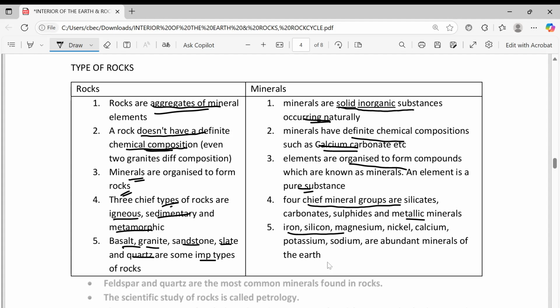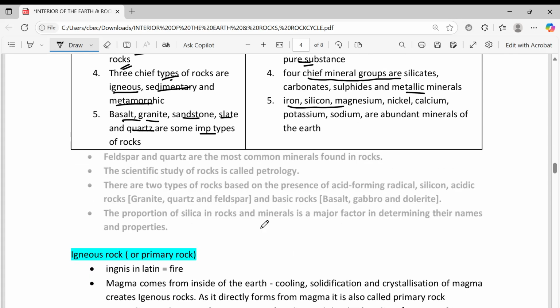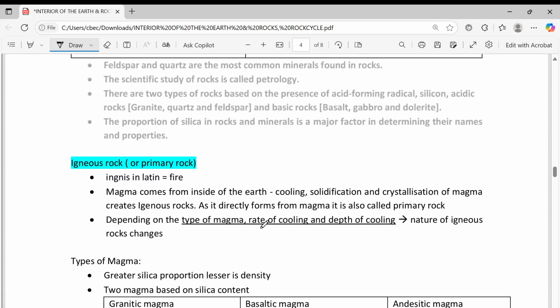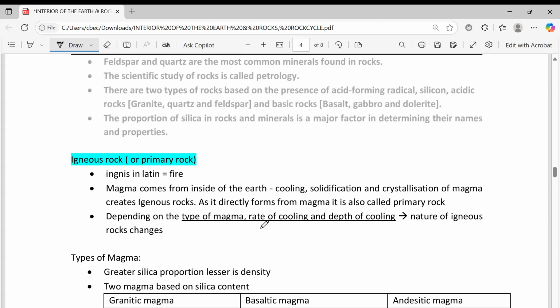You just remember the basic idea: what is an element, what is a mineral, what is a rock. You don't need to remember all these points. Rock is an aggregate of minerals. A mineral is a solid inorganic substance composed of a group or compounds of elements. Feldspar and quartz are the most common minerals you can find.